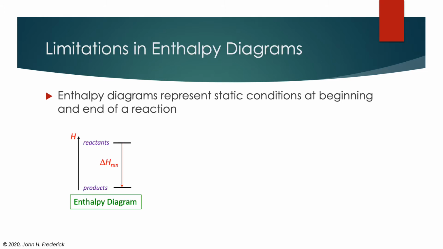Now, let's consider enthalpy diagrams that we've seen before, and I want to talk a little bit about some of the limitations there. These are diagrams that basically give us static conditions that tell us about the beginning and the end of a reaction. I've drawn one here that simply shows us that we start with reactants at a higher enthalpy, and products are at a lower enthalpy, so the change in enthalpy is going to be negative. So this would be an exothermic reaction.